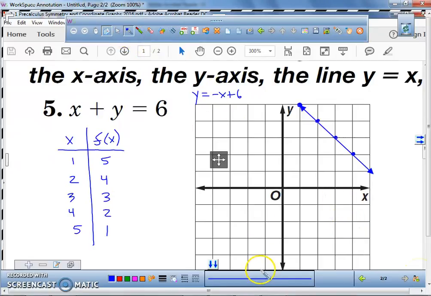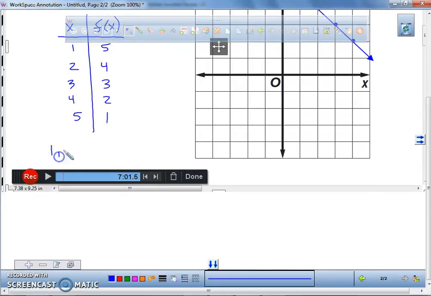Now you can look at these ordered pairs, and the reason why I wanted you to write the ordered pairs down is I wanted you to see a pattern. So if I move down just a little bit, if I go from 1, 5, and I also have a 5, 1, which rule does that appear to follow?